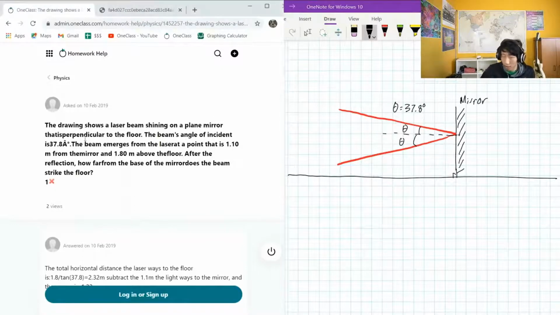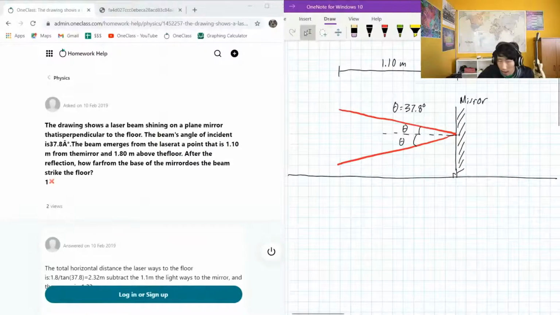Okay, cool. The beam emerges from a laser that is 1.1 meters away from the mirror. So this distance right here, 1.10 meters, and 1.8 meters above the floor.